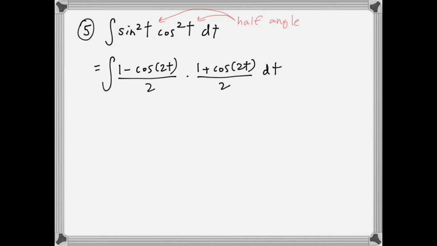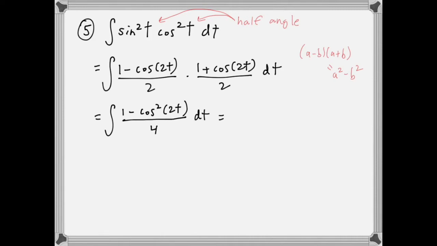So what do we get when we multiply these two together? Let me write it this way. If I multiply the numerators together, 1 minus cosine of 2t times 1 plus cosine of 2t, what is that equal to? Remember, I know that a minus b times a plus b is equal to a squared minus b squared. That's the difference of squares formula. So I know the top is going to be 1 minus cosine squared of 2t. And then the bottom is 4, right? But I can write it this way.